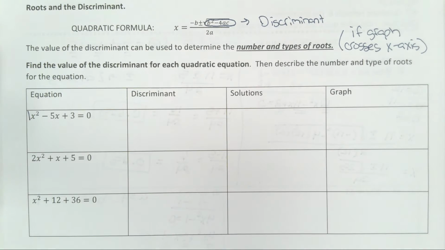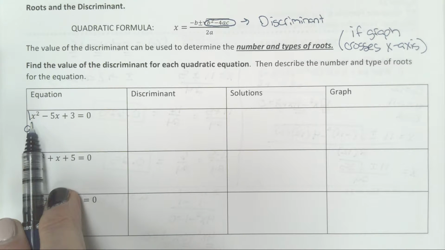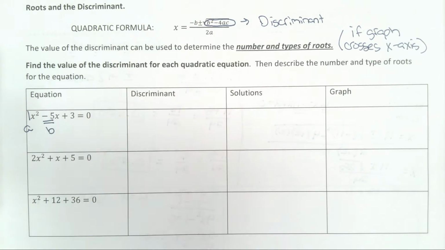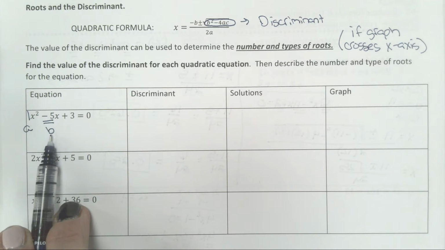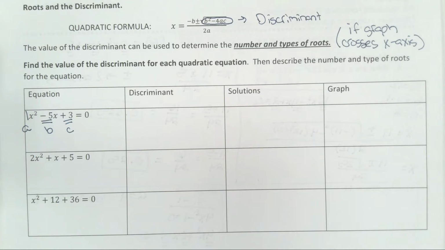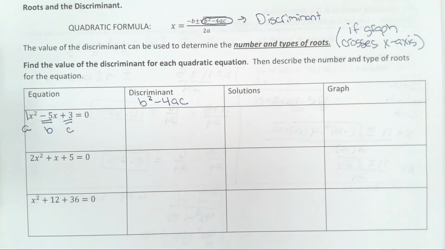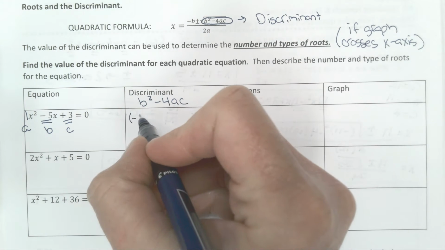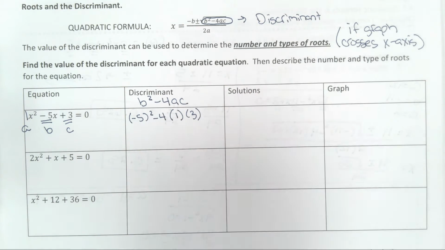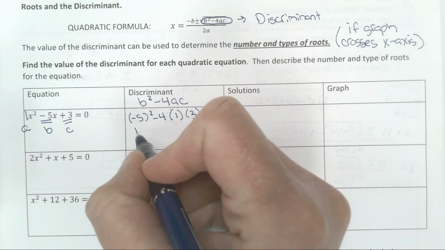All right, so let's go label them. So a is 1, because a is always the number in front of x squared, and that's an implied 1 if there's nothing there. B is negative 5. You have to remember to take the sign with it. B is negative 5. And then C is 3. The discriminant, we're going to run the formula b squared minus 4ac. So I have negative 5 squared minus 4 times 1 times 3. I put that in my calculator and I got 13.